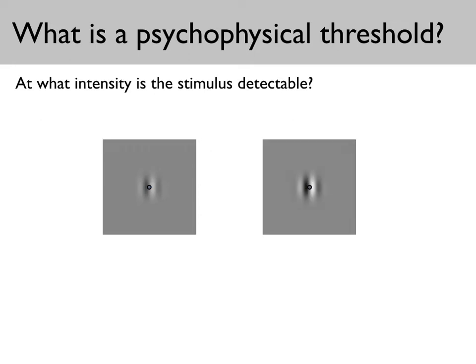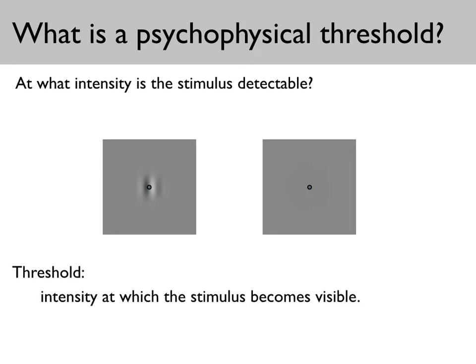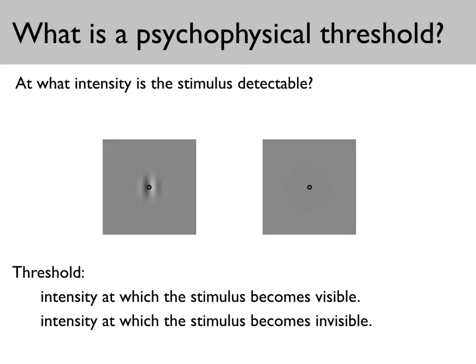We can also do vice versa. The intensity at which the stimulus becomes invisible. Here we go. Look at the fixation dot on the right. Now it's gone. So what is a threshold? The psychophysical threshold is simply the intensity at which the stimulus became visible or the intensity at which the stimulus became invisible. It's about this transition from visible to invisible or vice versa.